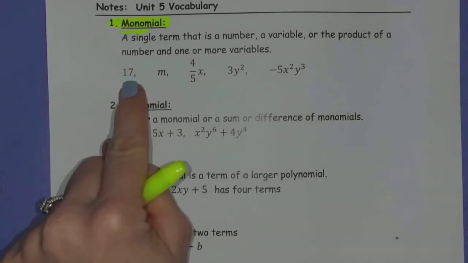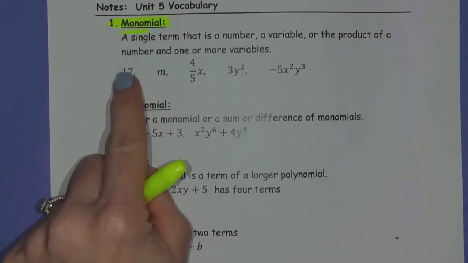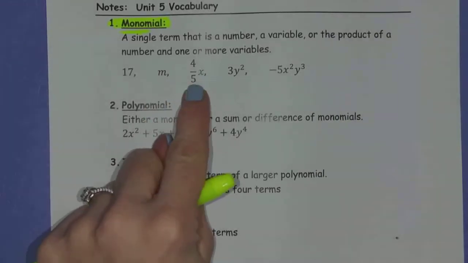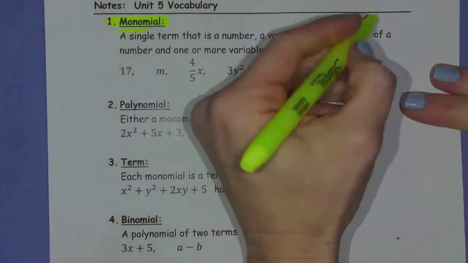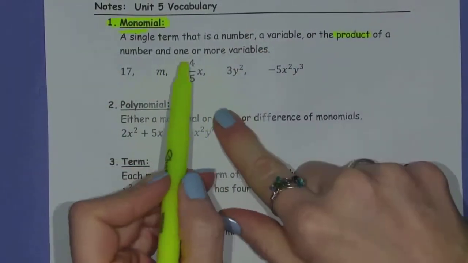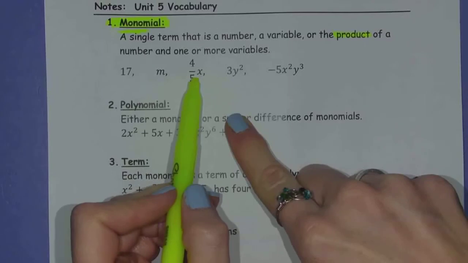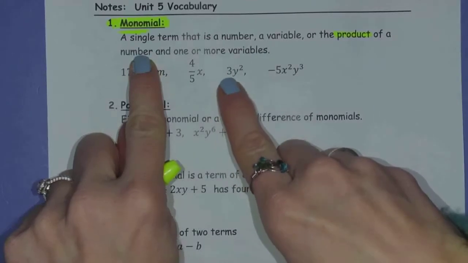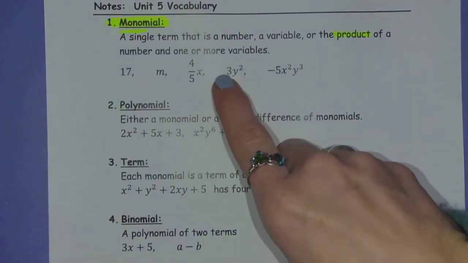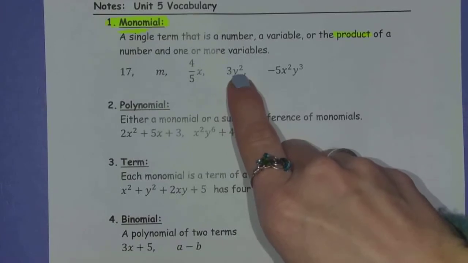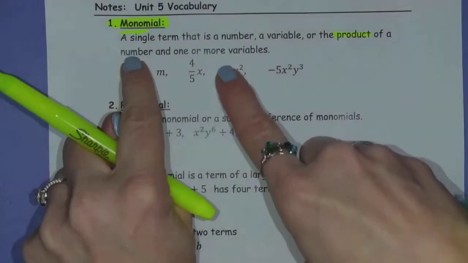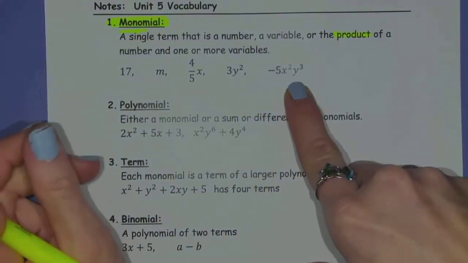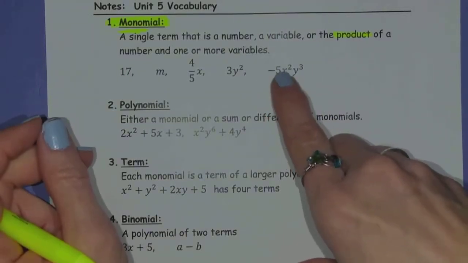So like the number 17. See, that's just a single term. It's a single number. M, a single variable. 4/5 x. Now this is the product. Product means multiplication. So since 4/5 is being multiplied to the x, this is a product of a number and one variable. Here we have 3y squared, another product because it's 3 times y times y. So that's actually a product of a number and more than one variable. And here we have negative 5x squared y to the third. Again, a product of a number and some variables.